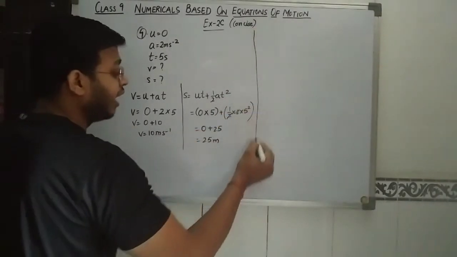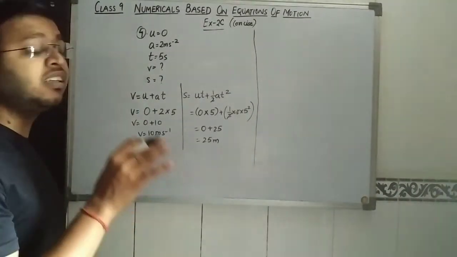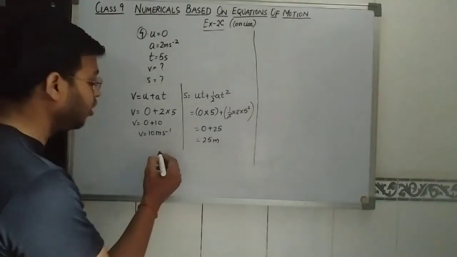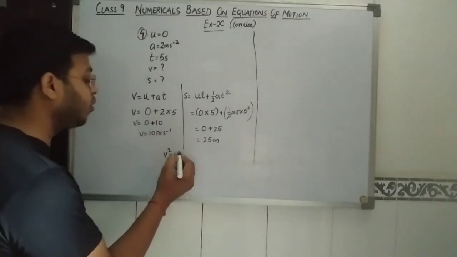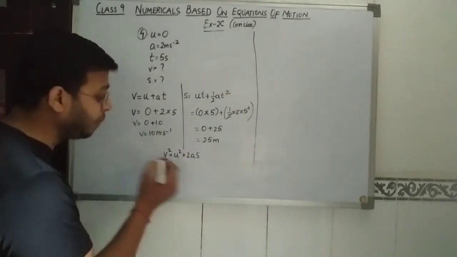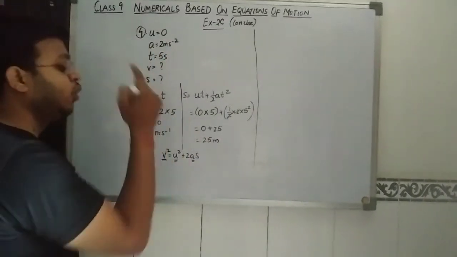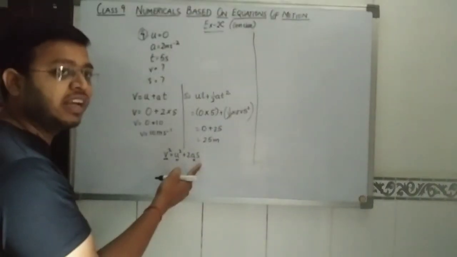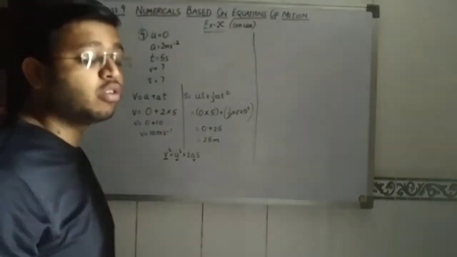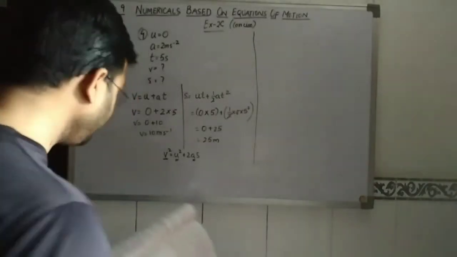And one more thing, suppose now we have the value of V, so we can find the value of displacement with the help of the third equation also. If we apply V square is equal to U square plus 2AS, then we have value of V 10 meter per second, we have value of U 0, we have value of A 2, then again we can find the S. So either you can use the second equation or you can use the third equation. It is not like that in each question you have to use the same method.